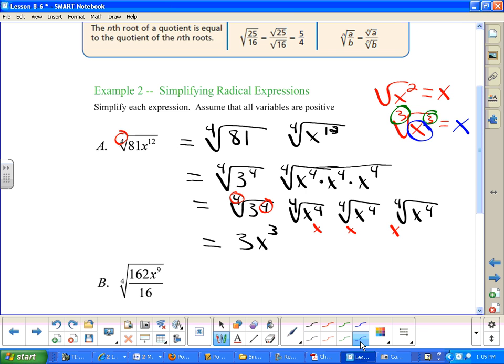Or as Miss 40 was saying, you could also write the x to the 12th power as x cubed to the fourth, so that I have 4 there and 4 there. And that would work also. Good call, 40. So that simplifies to 3x cubed.